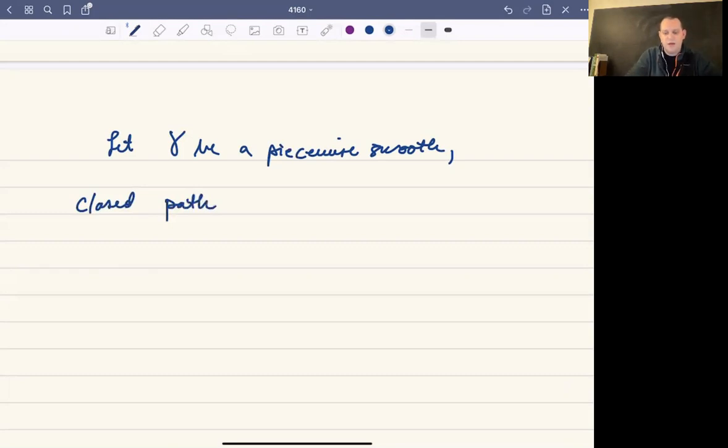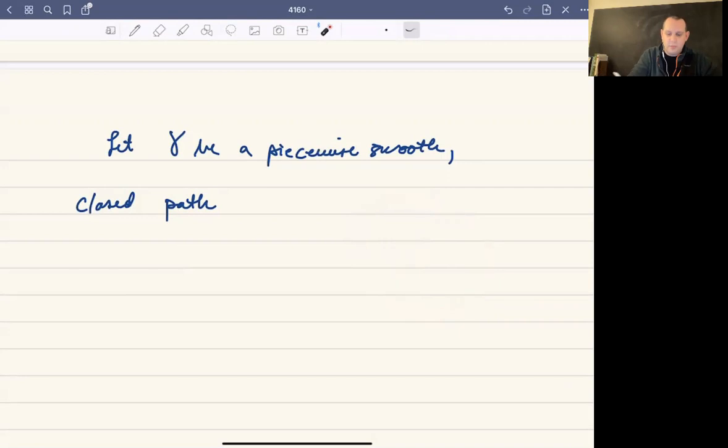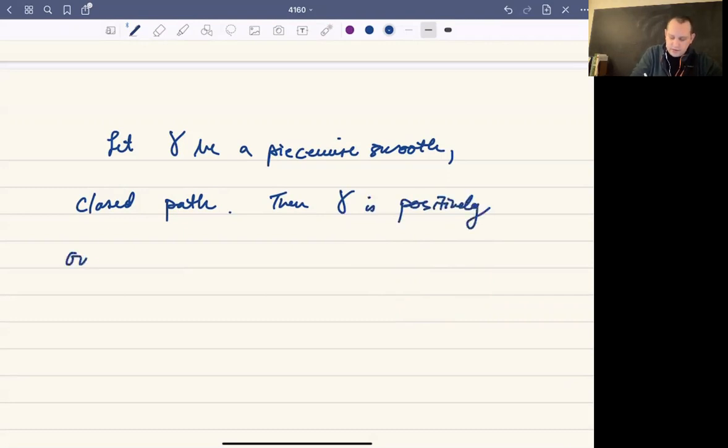So remember, a simple path is one where it doesn't intersect itself. And then a path is not simple if it is allowed to intersect itself other than at the endpoints. So we're going to let gamma be a piecewise smooth closed path. And then we're going to say that gamma is positively oriented if it has the following property.